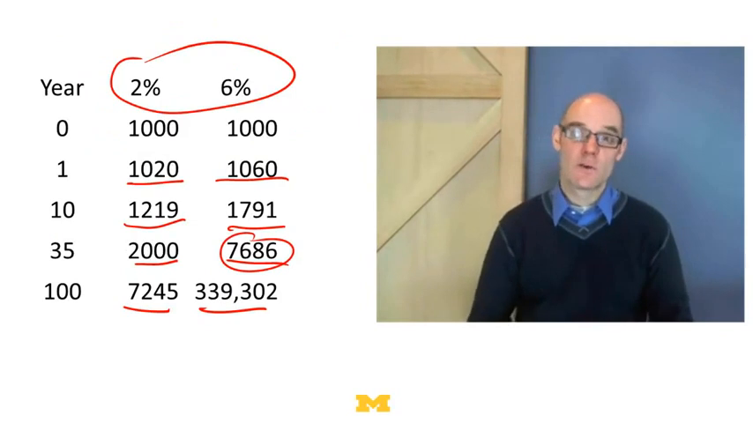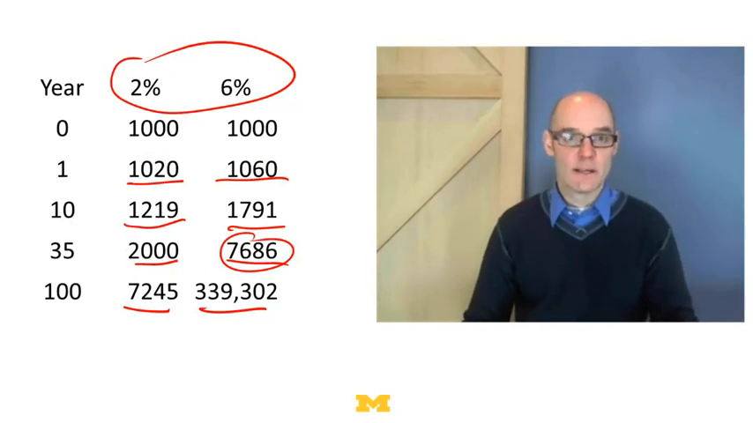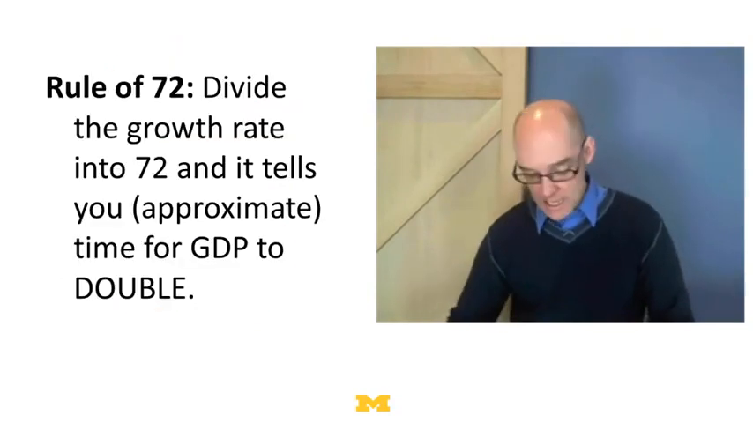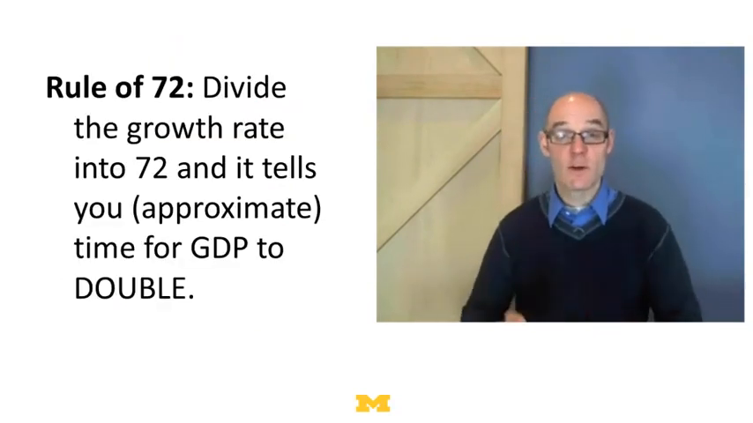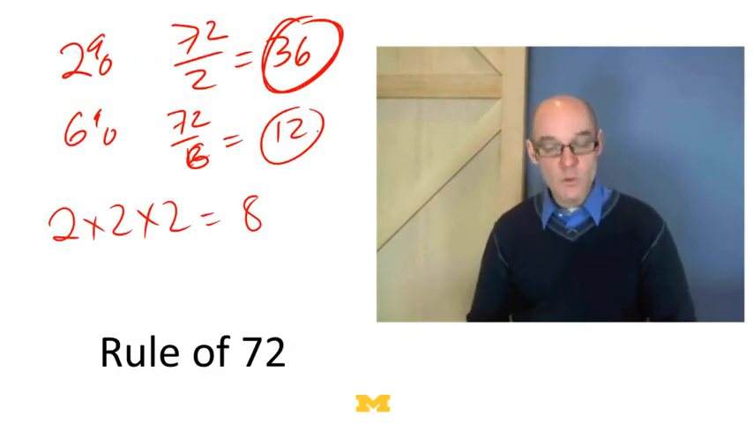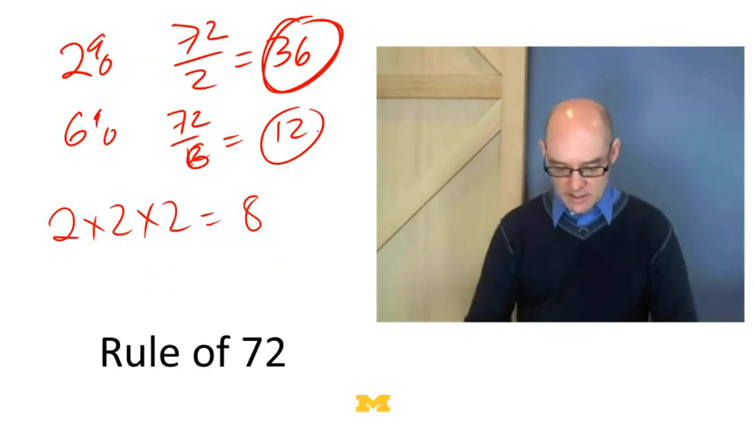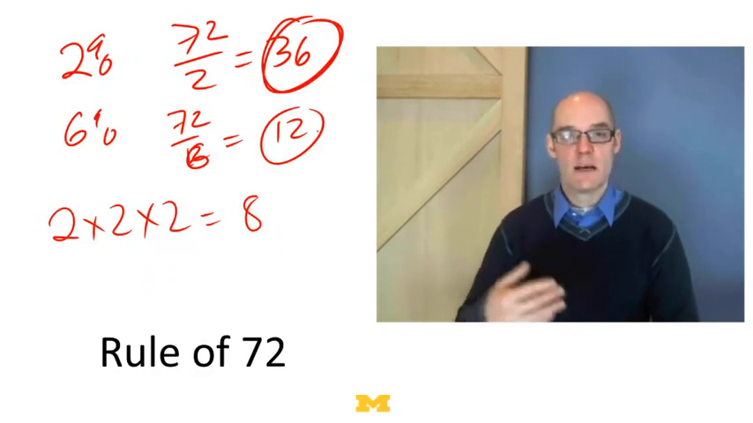So for low interest rates, it tends to overestimate the number of years, and for high interest rates, it tends to underestimate. But at 8% or 9%, it works just about perfectly. So the rule of 72, which is really cool: take your growth rate, divide it into 72, and that tells you how long it's going to take to double. So the move from 2% to 6% isn't just a 4% increase in the growth rate. It's a dividing by 3 of the time to double.